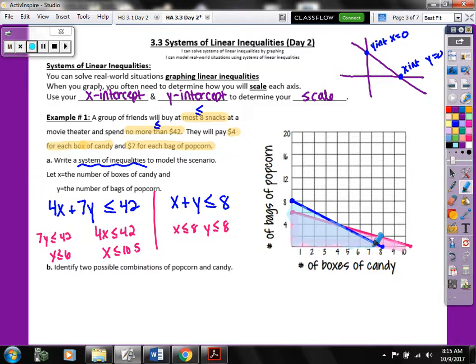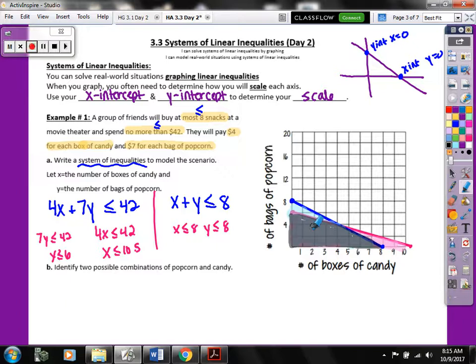So the final solution again is where they overlap, which would be in this region. And if you only want to shade this region, this is really the solution. So if you don't want to shade the other part, some students don't like to, you don't have to.